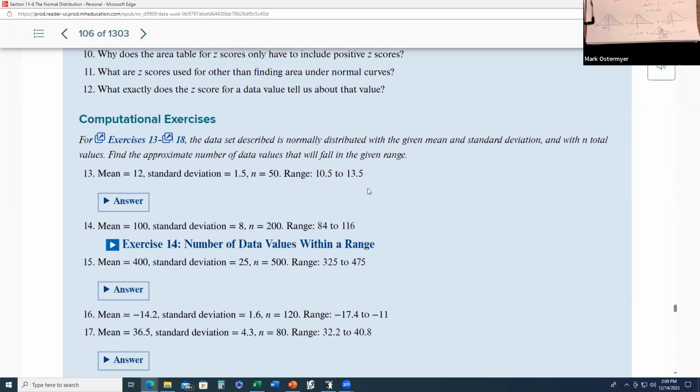All right, now, as I'm number 13, I will work this problem out. They want you to approximate the number of data values of the 50 observations that fall within the range of 10.5 to 13.5 for this normal distribution with a mean of 12 and a standard deviation of 1.5. I'm going to work this problem out for you. Number 13 in your textbook.